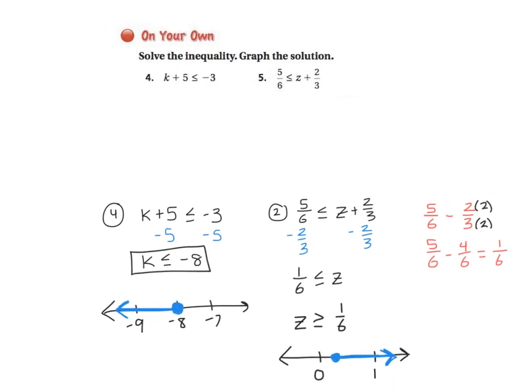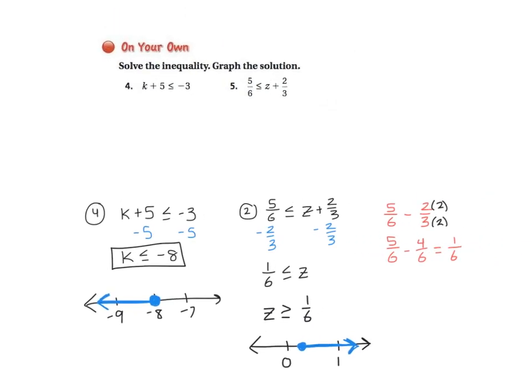Okay, so for number 4, you should subtract 5 from both sides, leaving you with k is less than or equal to negative 8. So close circle and graph to the left. For number 2, I know this one's a little tricky because of the fraction. So check your step. You should know that we need to subtract 2 over 3 on both sides. However, 5 over 6 minus 2 over 3 is a little bit tricky because we need to create a common denominator. So I did that on the side.